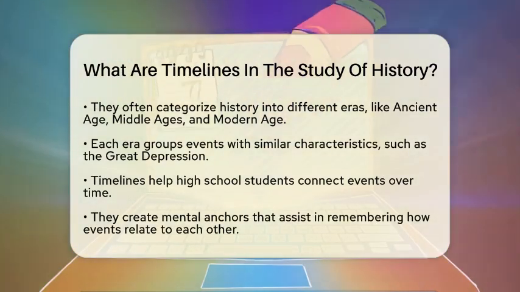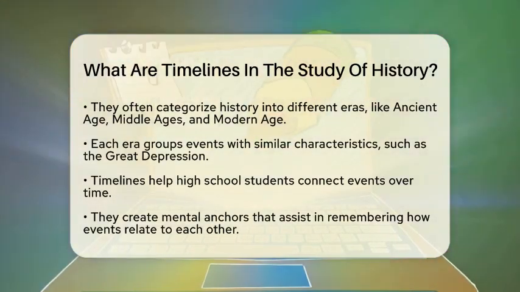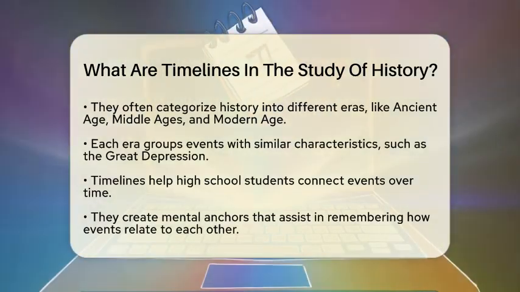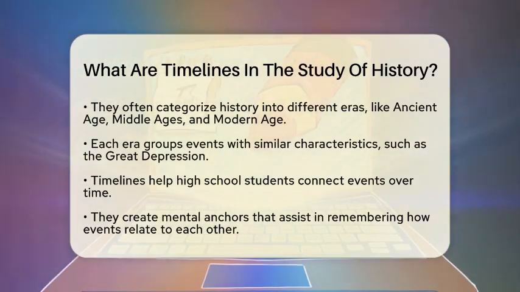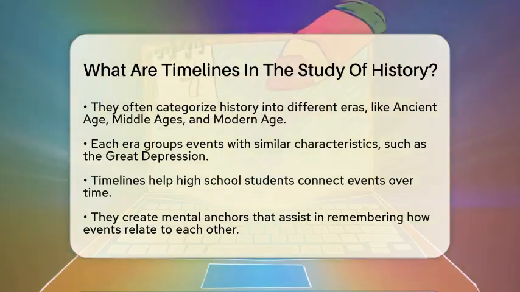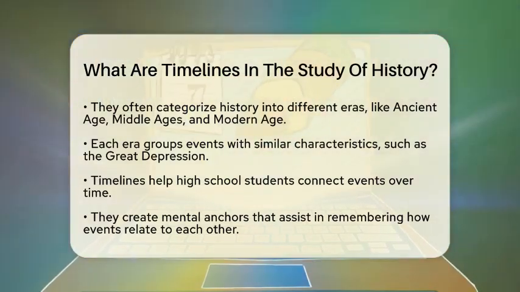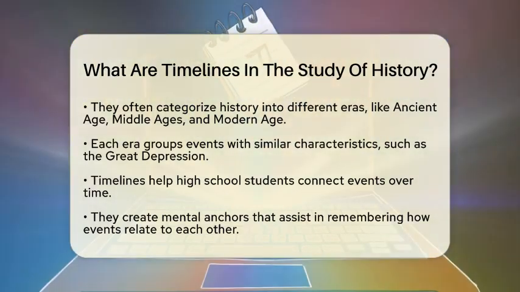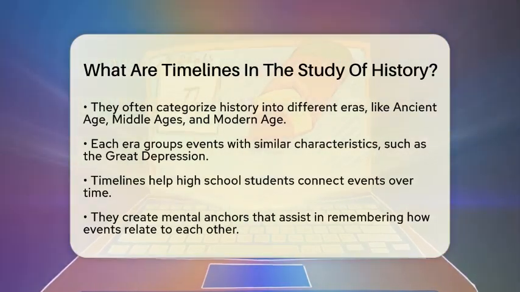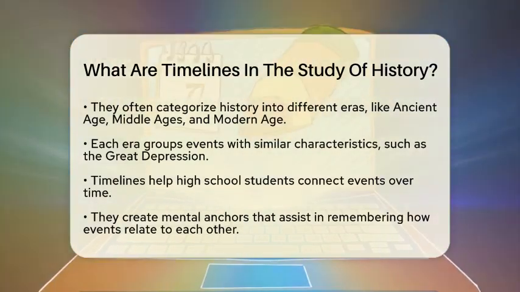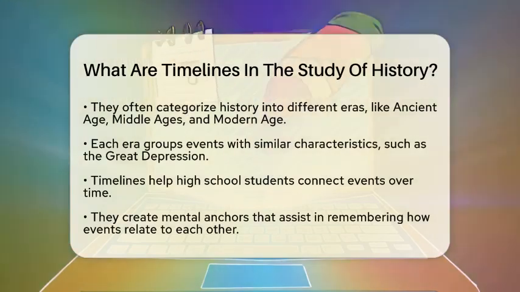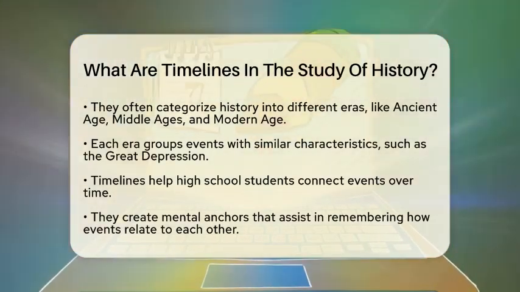They often break history into different eras that share common features. For example, you might see timelines that include the Ancient Age, the Middle Ages, and the Modern Age. Each era groups events that have similar characteristics, like the Great Depression, which is marked by economic hardship starting from the stock market crash in 1929 until World War II.